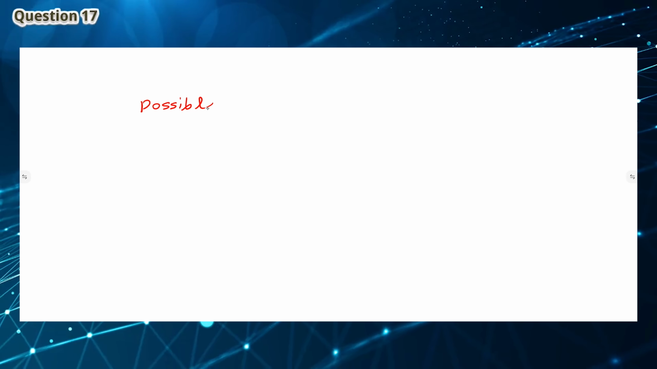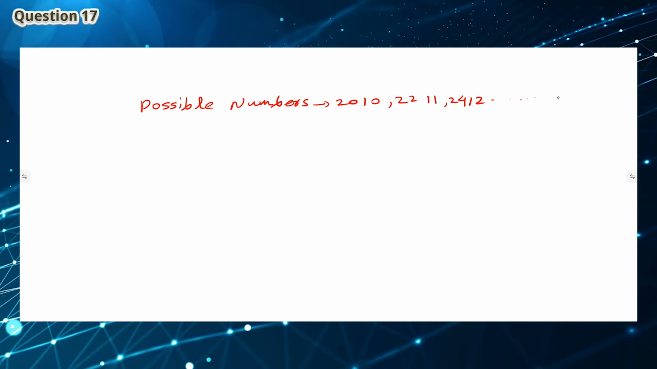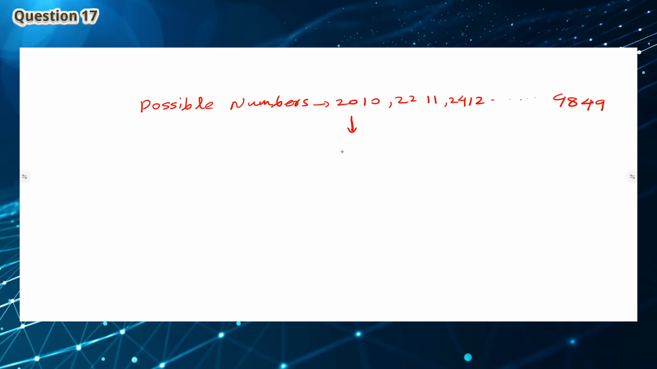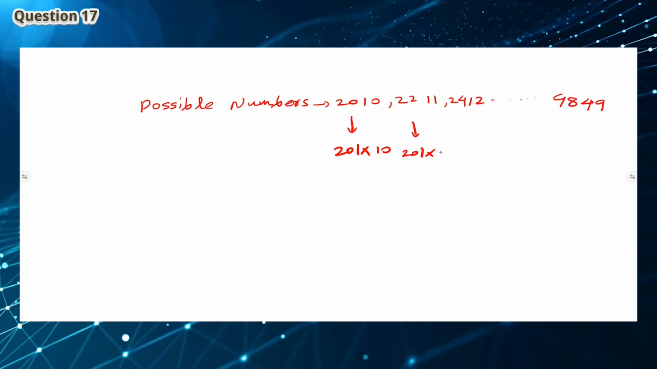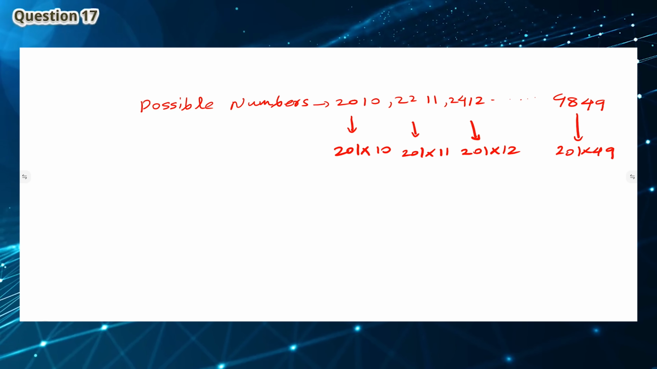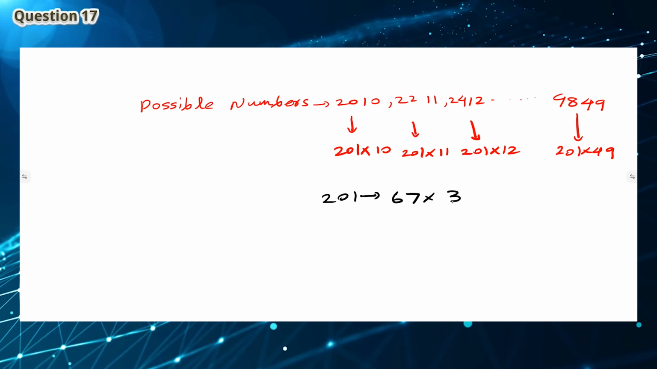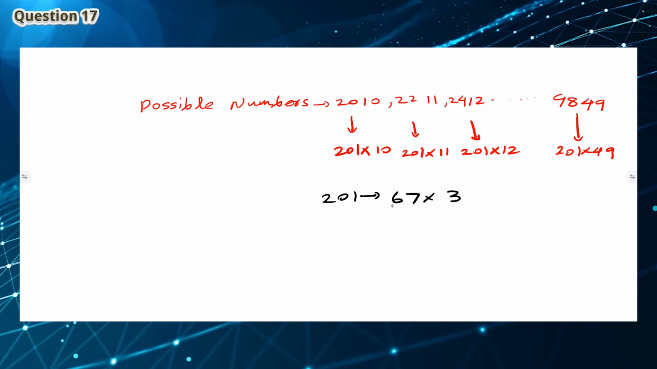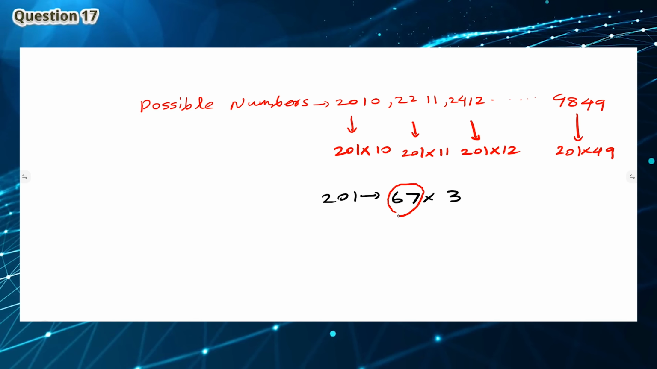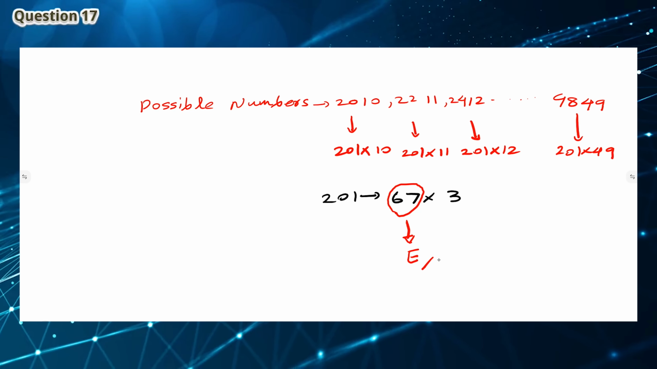We can write some of the possible numbers as shown. We find that all of these numbers have a common factor of 201. The prime factorization of 201 is 67 times 3, which means that 67 is the only two-digit number that divides all such numbers. This means the answer is E.